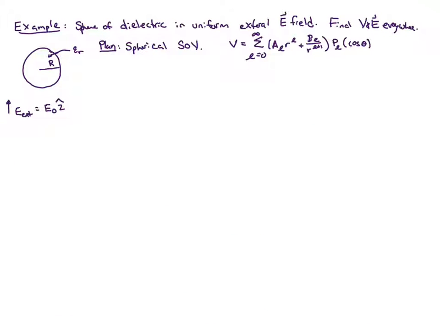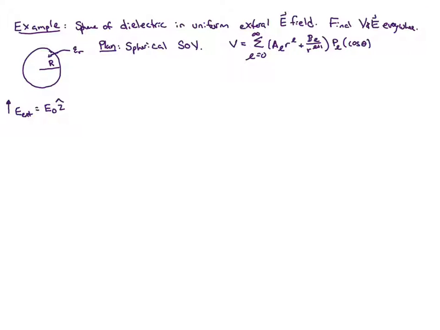Here I'm going to do a classic separation of variables problem with a dielectric. So this is a sphere of dielectric put in a uniform external E field. Here's our sphere, radius r, dielectric constant epsilon sub r. We put it in this uniform E naught z hat external field. We'd like to know V and E everywhere, right?